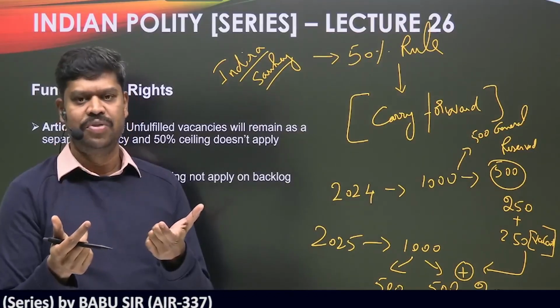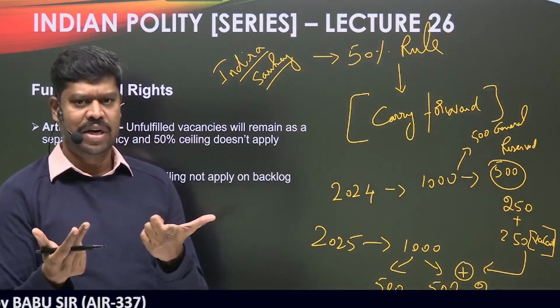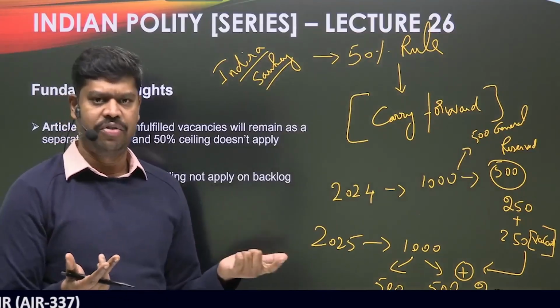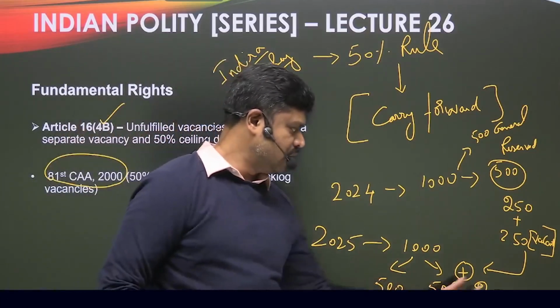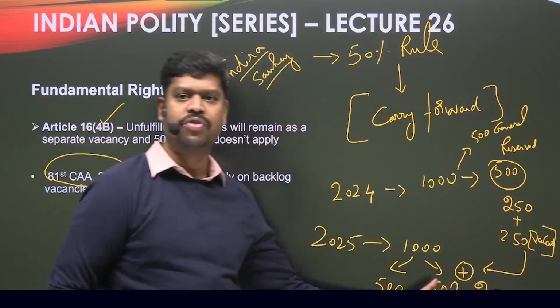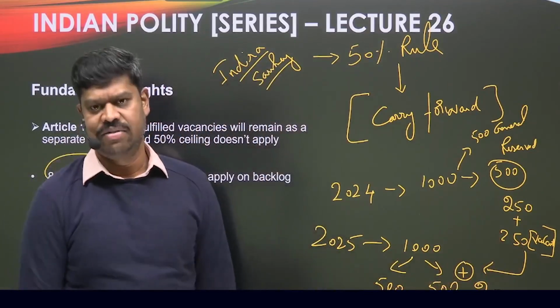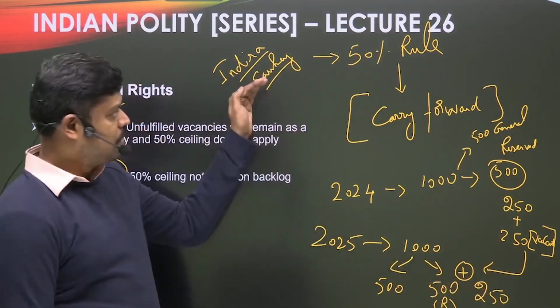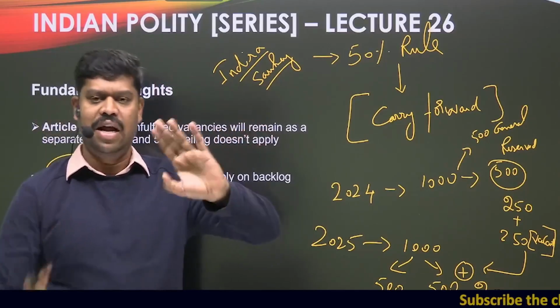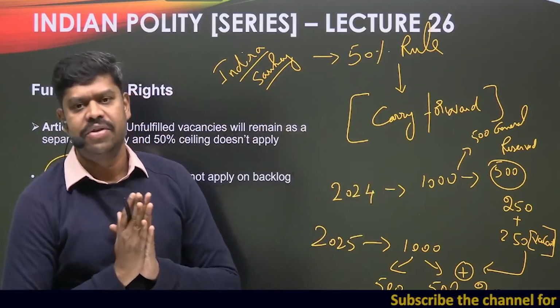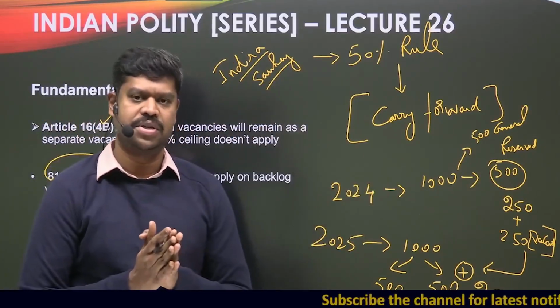Out of 1250, if you have to reserve 50% of the seats, it will be approximately only 625. Only 625 seats can be reserved, but 500 is already there, and you are carrying forward another 250. You cannot reserve the 750 seats, because the Supreme Court in the Indira Sawhney case said you carry forward the unfulfilled vacancies, but at any cost the reservation should not be over and above 50%.